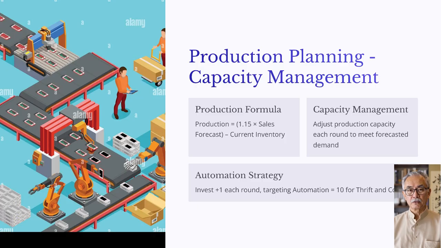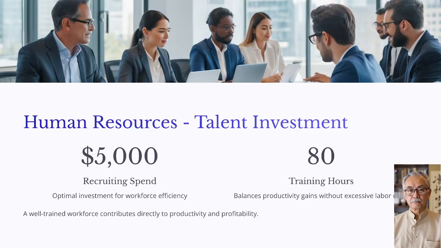Invest in automation annually, +1 each round, with a goal of reaching automation equals 10 for Thrift and Core as early as possible to maximize cost efficiency.